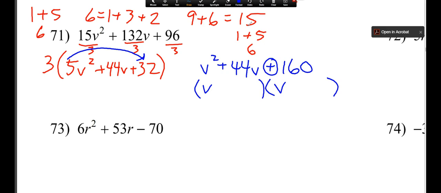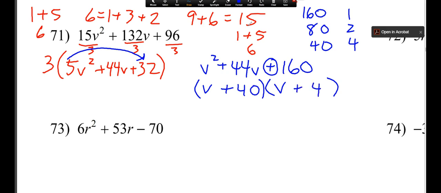Now, there's a lot of factors of 160, but they need to be fairly close together. Like 160 and 1 would not work at all, right? They don't add up to 44. So I need to push the factors closer together. If I did something like 80 and 2, they're getting closer. How about 40 and 4? Does that work? Yes. So that makes my life a lot easier because now I know it's plus 40 and plus 4.